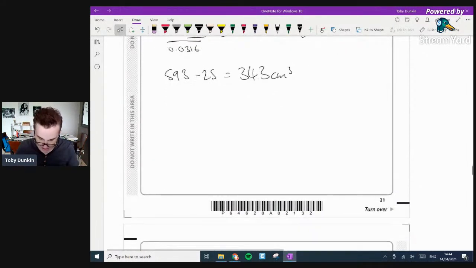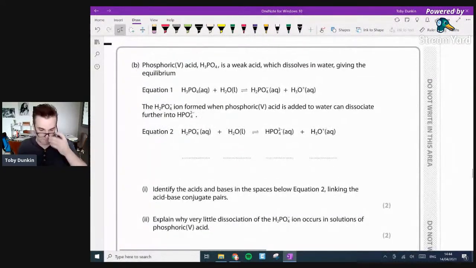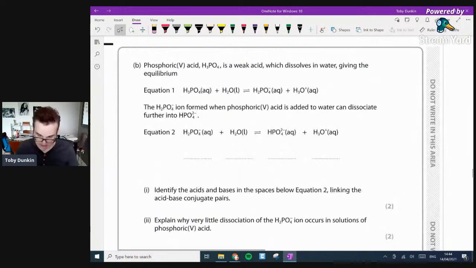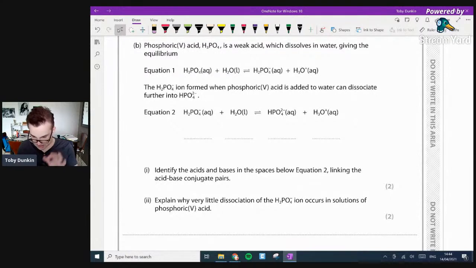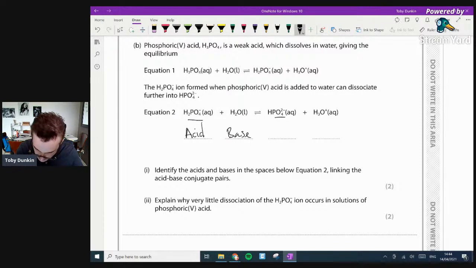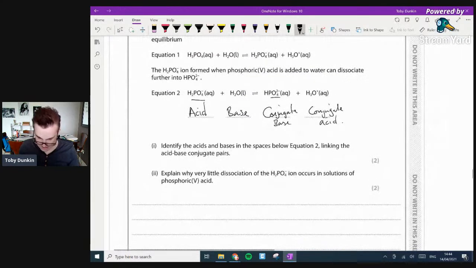Moving on. Next, phosphoric(V) acid H3PO4 is a weak acid which dissolves in water, giving the following equilibrium. Find the acid-base pairs, identify the acid and bases, and then link them to the conjugates. So this one's acting as the acid, this one's acting as the base, then this one is acting as the, look for the connection, the conjugate base, and this is the conjugate acid. Done. Nice.